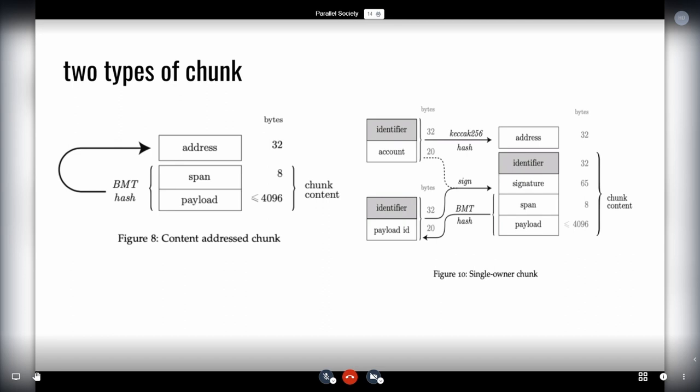So these are arbitrary associations of address and content, and still have some integrity properties which we can use to make the system work with them, the same as they work for content addressed chunks. This will have some significance later. So the basis for this is single owner chunks.